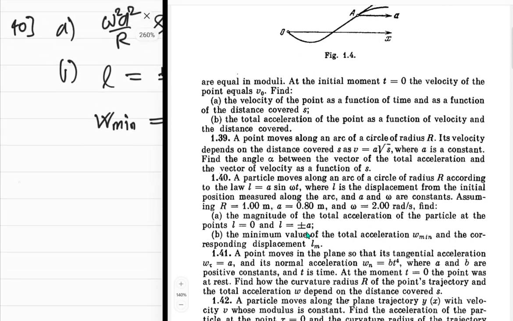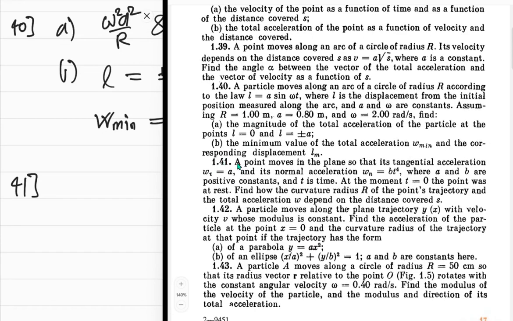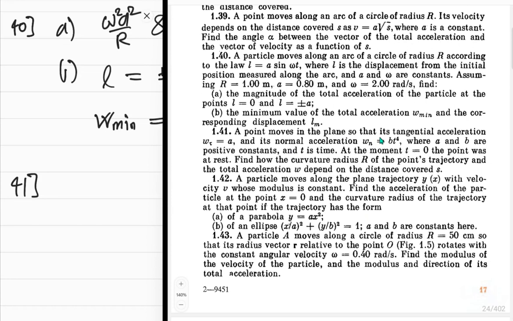Okay, 41. 41 is, where did it go? A point moves in the plane so that its tangential acceleration is this thing and its normal acceleration is this thing, where a, b are positive constants and t's time. At the moment t equal to 0 the point was at rest. Find how the curvature radius r of the point trajectory. Oh wow, this is another weird question.